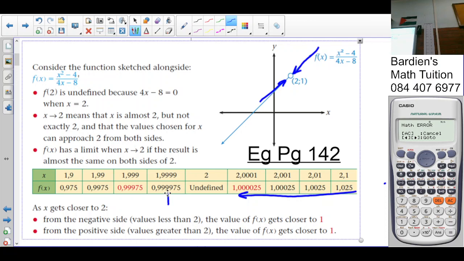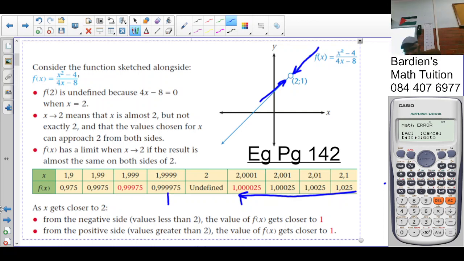So what was the first note we said? We said that the limit exists if and only if the graph coming from the left is almost exactly the same value as the graph coming from the right. Can you see that this is 1 and this is 1? Can you see that, people? So the limit exists at that point. Okay.